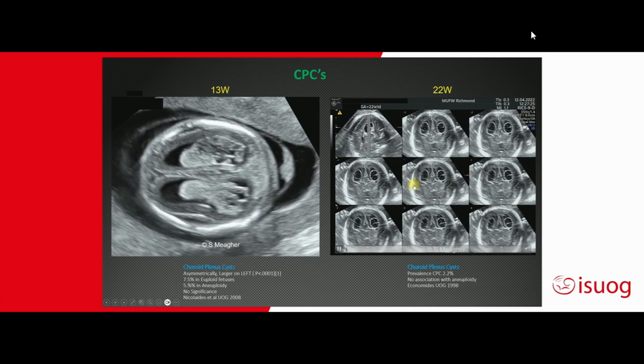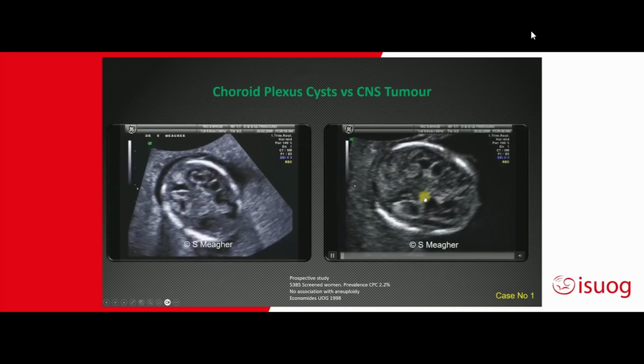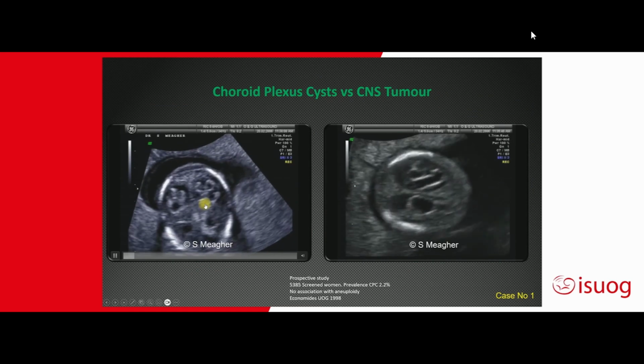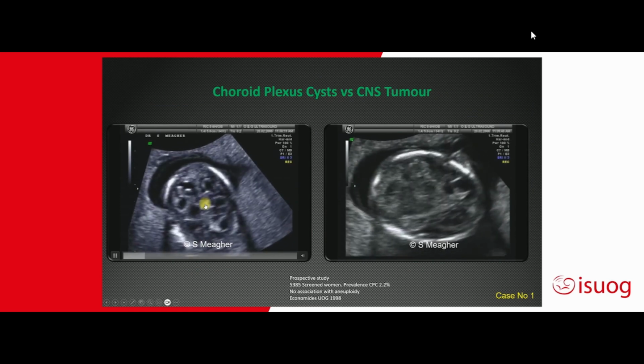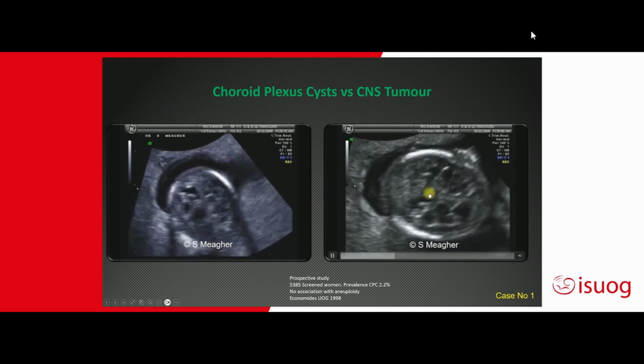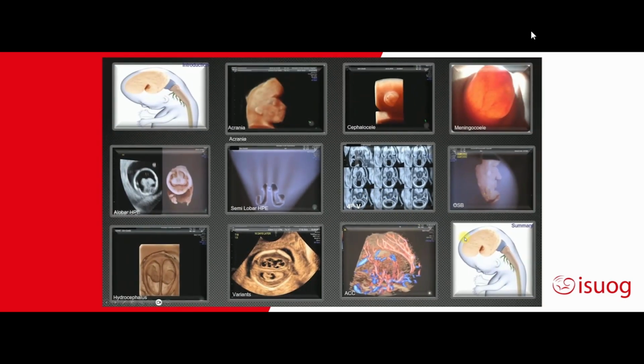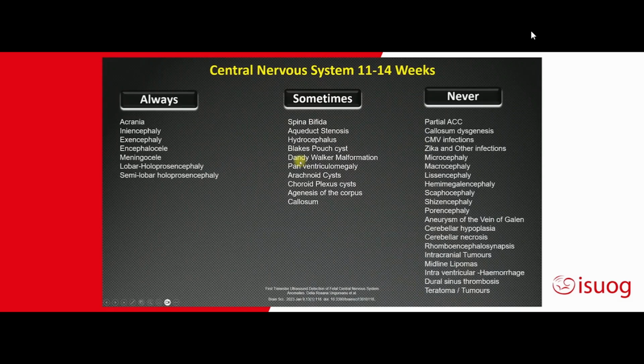I have seen some of these over the years appearing as very striking cystic lesions, almost mimicking the appearances of brain tumors. Brain tumors have never been reported in the first trimester of pregnancy. So again, you need to be conservative in managing these going forward. So in summary, brain abnormalities, the majority of these can be detected in the first trimester of pregnancy, and they fall into these two groups of always and sometimes.